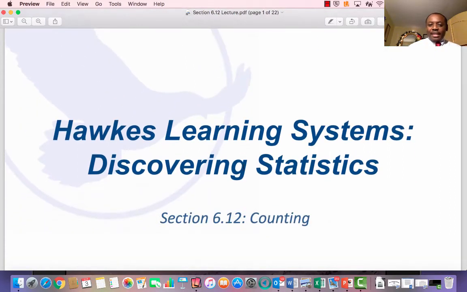Today we will be looking at section 6.12 on counting from the text Discovering Statistics by the Hawks Learning Systems. Now let me just inform you that chapter 6 covers probability and counting. And today we're dealing with just the second part of chapter 6, which is counting. Now let's go in and begin to dig deep.